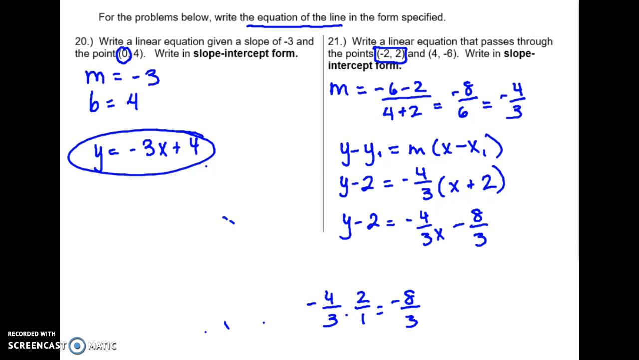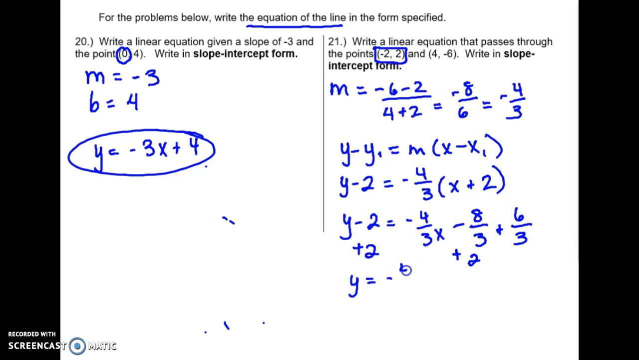Okay, and then I'm going to add 2 to both sides. But because it's a fraction, when I add 2, I'm actually going to be adding 6/3. So let's make some space here. My final answer is going to be y is equal to negative 4/3 x minus 2/3, because negative 8/3 plus 6/3 is negative 2/3.